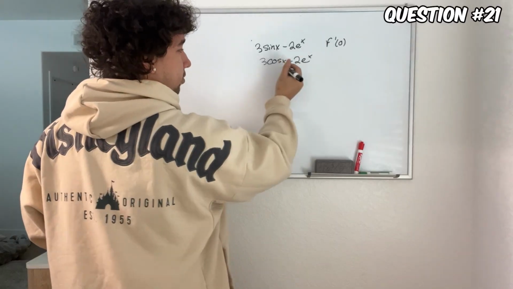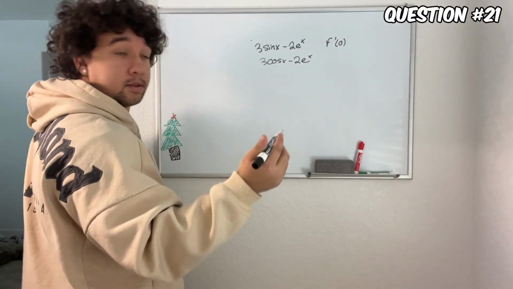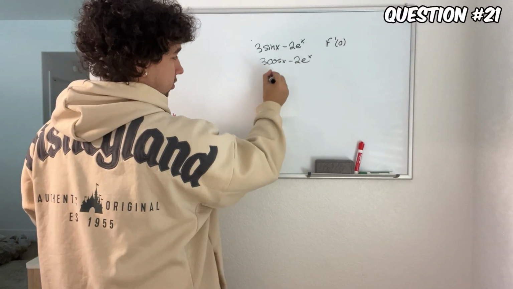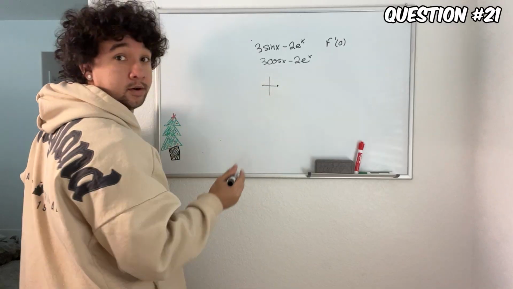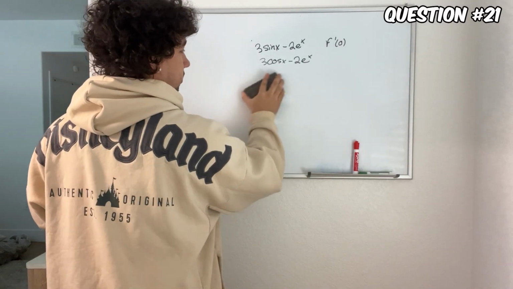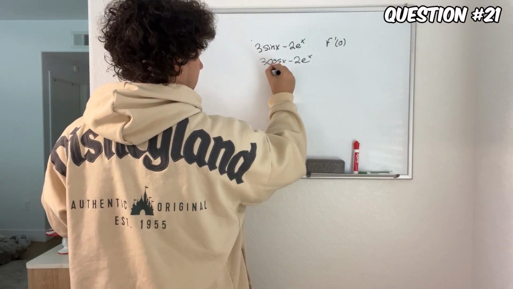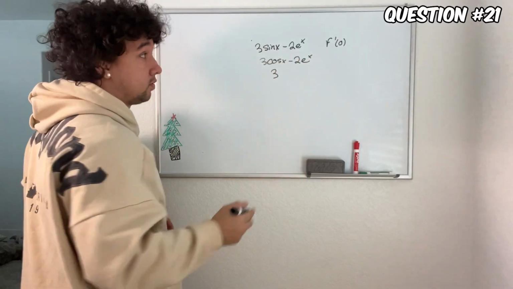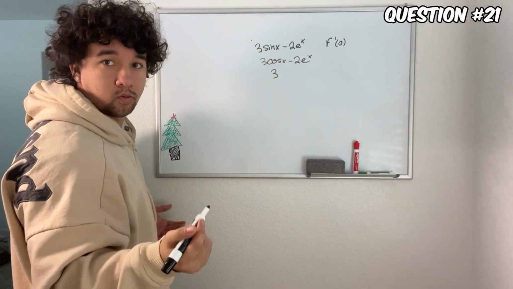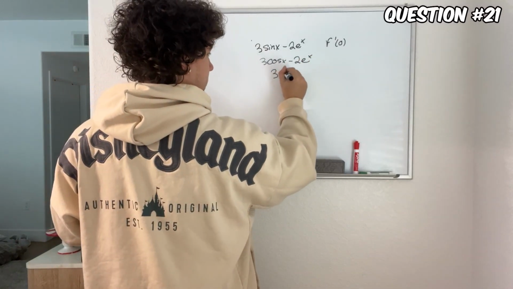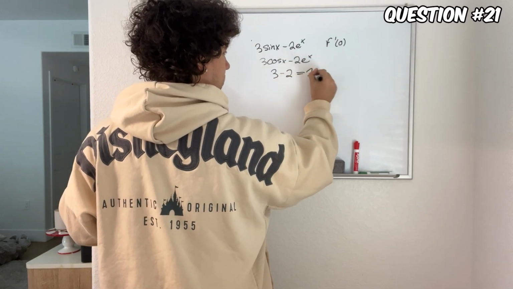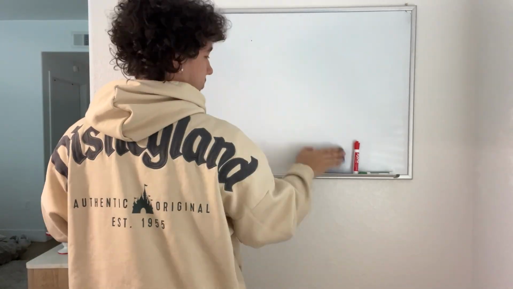The reason why is because if I plug in 0 for cosine, that's going to be equal to 1, because on the unit circle, that's 1. So 3 times 1, that's 3. Then e to the 0 is also 1. So this is just negative 2, which equals 1. That's it.